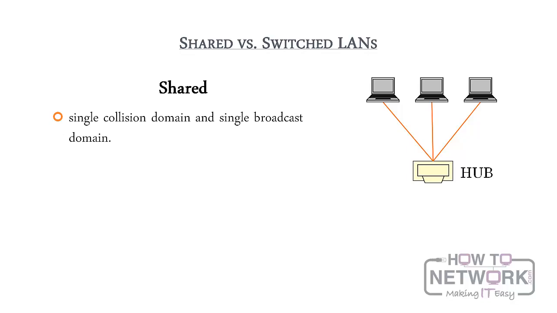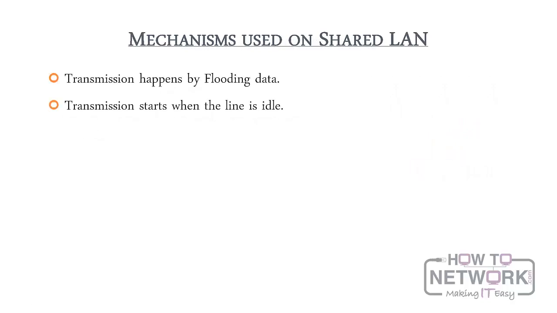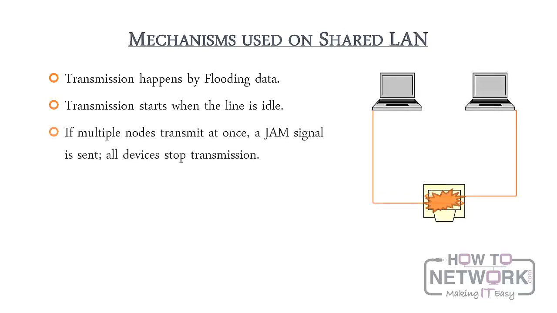On an Ethernet LAN, transmission happens by flooding of data. If the line is idle, the node starts transmitting data. A collision will occur when multiple nodes start transmitting data at the same time. In this case, a jam signal is sent by the burst of data to all devices. They stop transmitting immediately, wait for a particular interval of time, and then start retransmitting again. The time will keep increasing if more collision detection occurs. The node uses a contention algorithm to calculate the increasing retransmission time intervals.